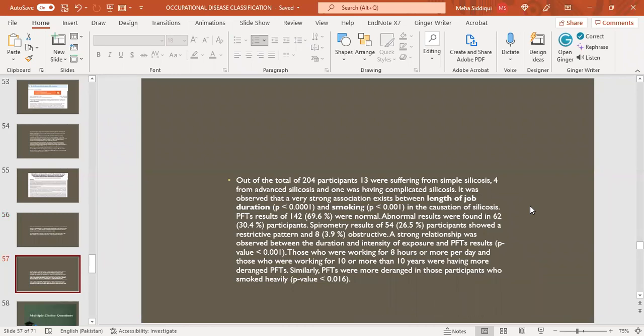PFT results of 152 were normal, that is normal results were found in 70% of participants, and spirometry results of 26.5% participants showed a restrictive pattern and 3.9% showed obstructive pattern. A strong relationship was observed between the duration and intensity of exposure and PFT results. Those who were working for 8 hours or more per day and those who were working for more than 10 years were having more deranged PFTs. Similarly, PFTs were more deranged in those participants who smoked heavily.